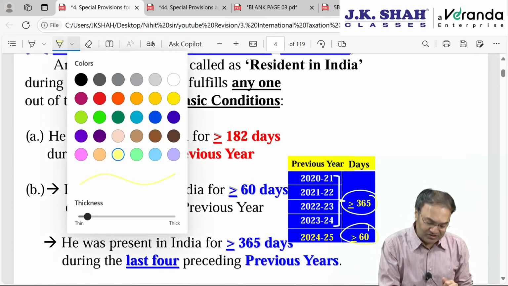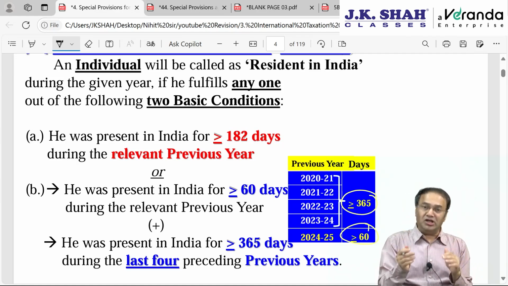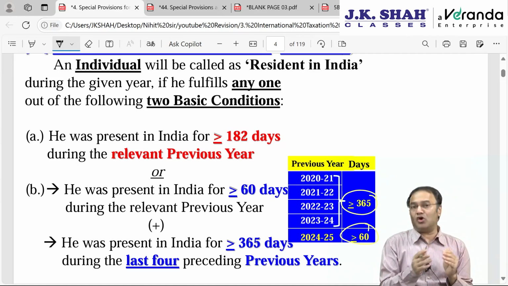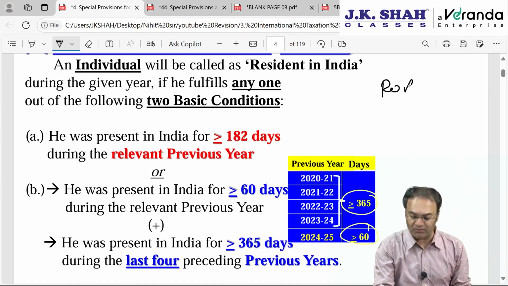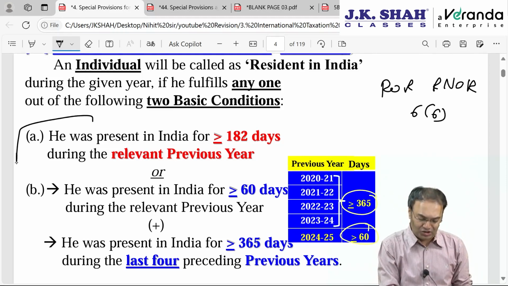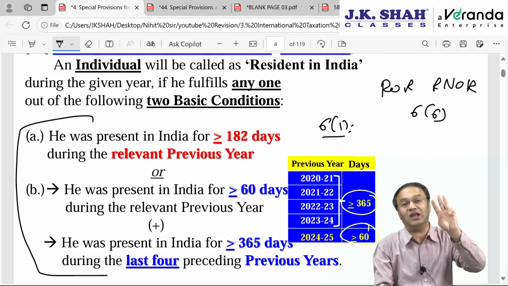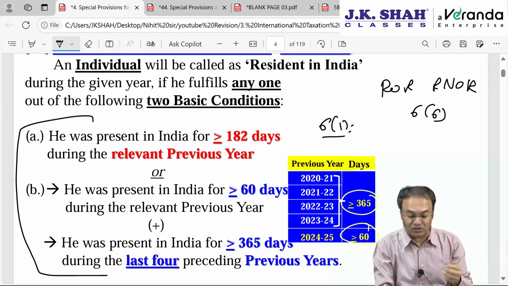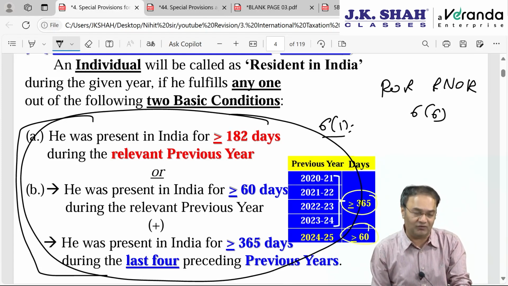Now for this resident individual, in case he is resident, then he can be resident and ordinarily resident, or he can be resident but not ordinarily resident. He can be ROR or he can be RNOR. But before we jump to that, which is given in section 6 clause 6, this basic condition given in section 6 clause 1 has 3 exceptions. In 3 exceptional situations, calculation will not be made exactly in this way. Calculation will be made slightly differently.